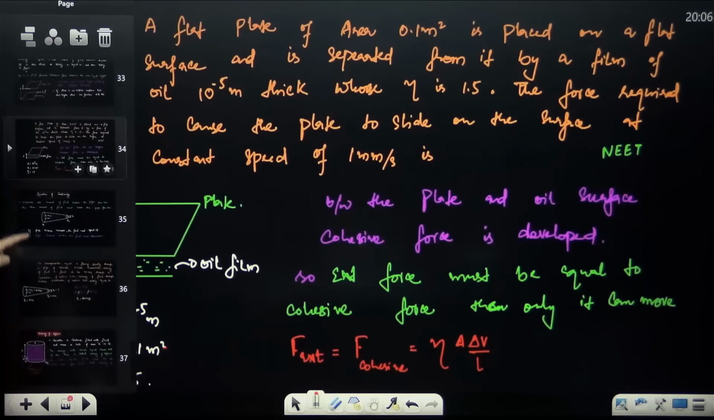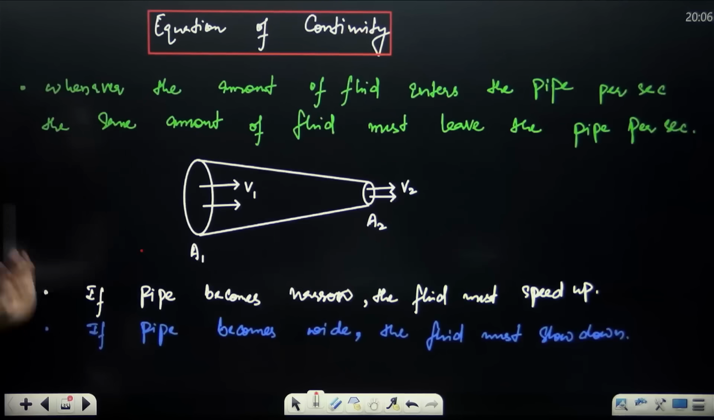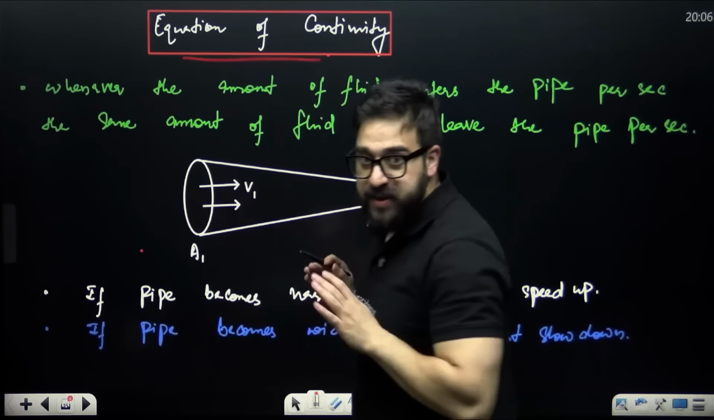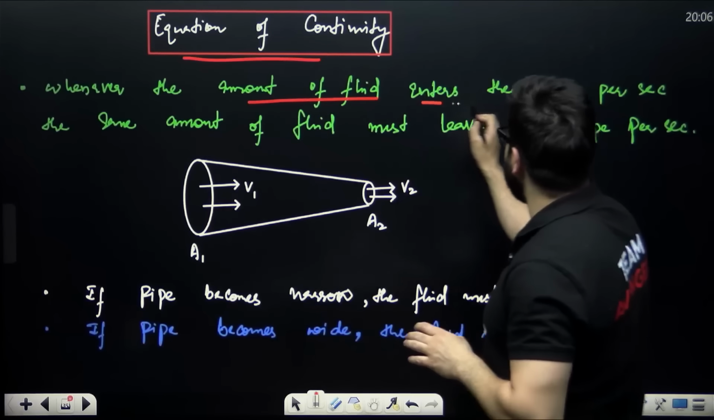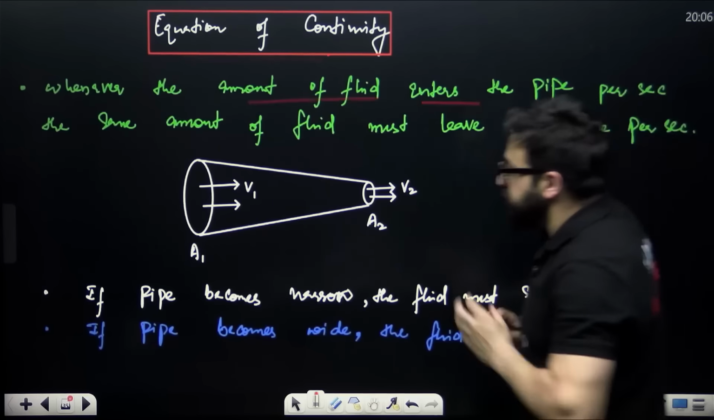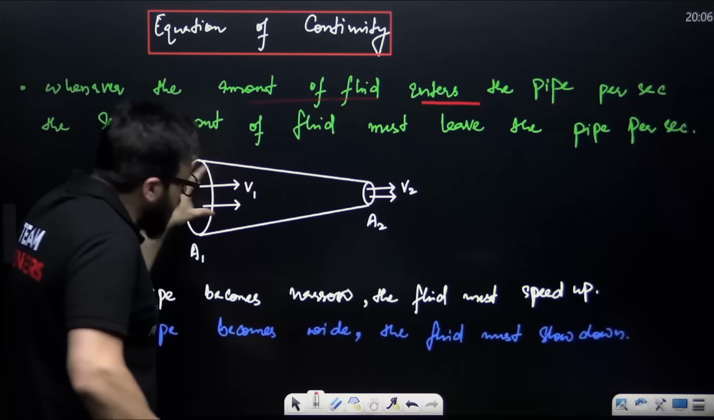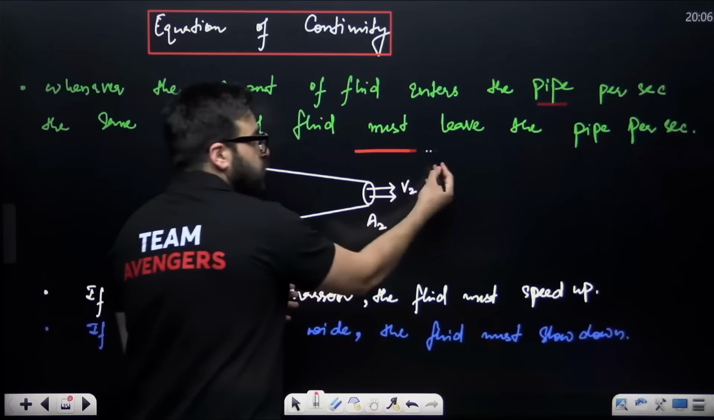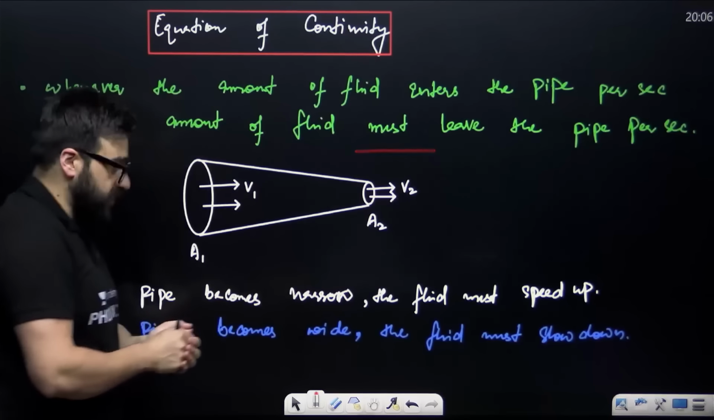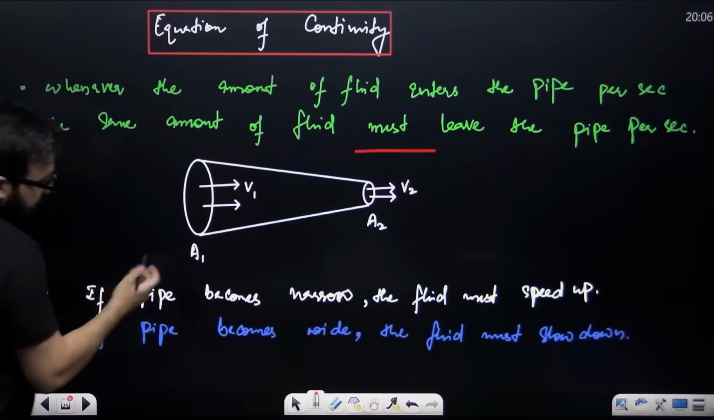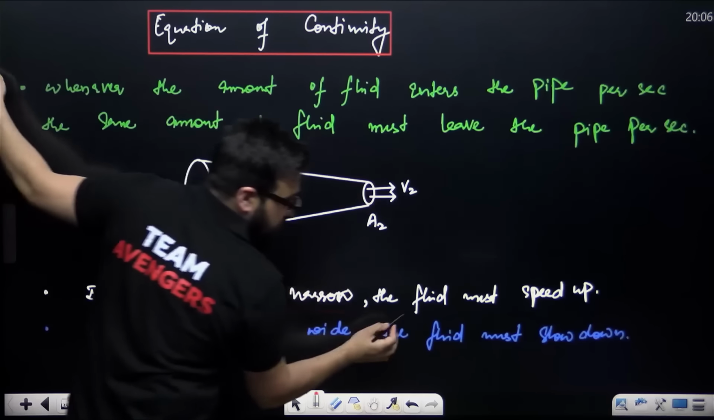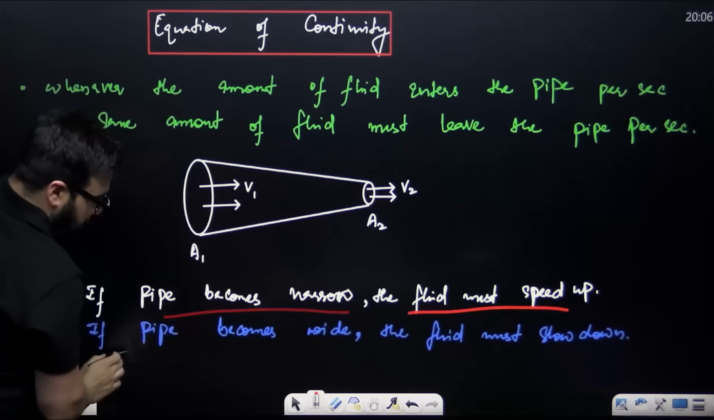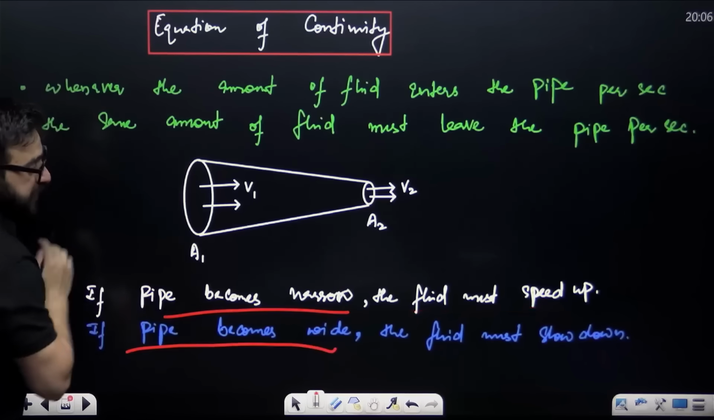So you can just put the values over here and you will get the frictional force in this case. Next, my dear NEET aspirants, equation of continuity. Equation of continuity simply says, the amount of fluid entering the pipe every second must be equal to the amount of fluid leaving the pipe every second. So basically, if the pipe becomes narrow, the fluid must speed up. If the pipe becomes wide, the fluid must slow down.